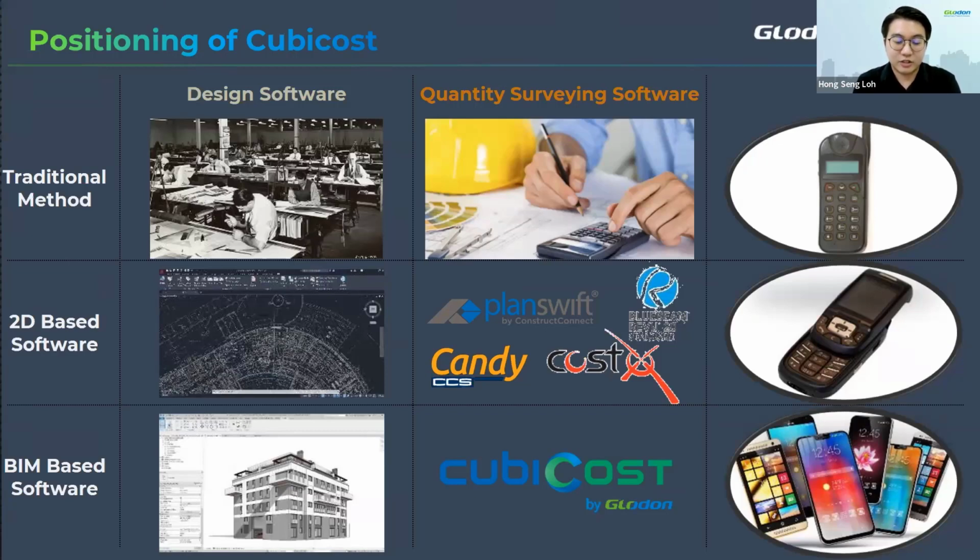So eventually 2D software actually makes things a bit more convenient, which we can still measure, but we still need to manually write it down or maybe key it into Excel. And the last one is where cubicles will be placed in the latest smartphone.